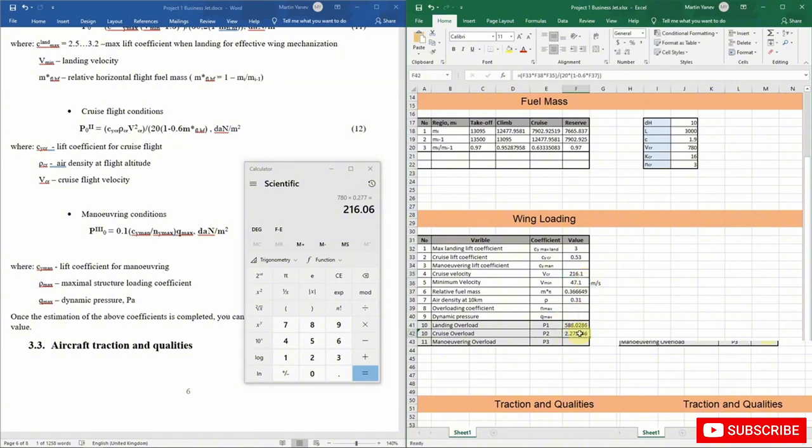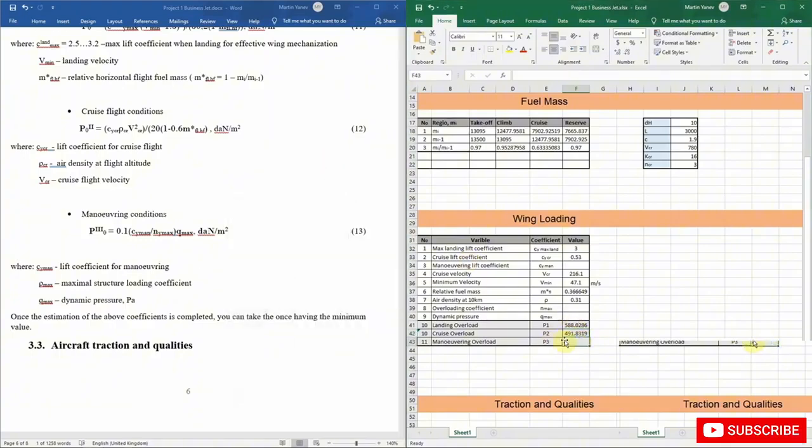So we're getting an error here, and I mean this is an impossible value, and this is because I didn't square the velocity. So let's do that. Here I will simply write squared, and now we're getting a more logical number, which is 491 daN per meter squared. So that's it for the second one. For now, the cruise condition has the lower coefficient, so we're going to take that for now. But let's see the maneuvering overload.